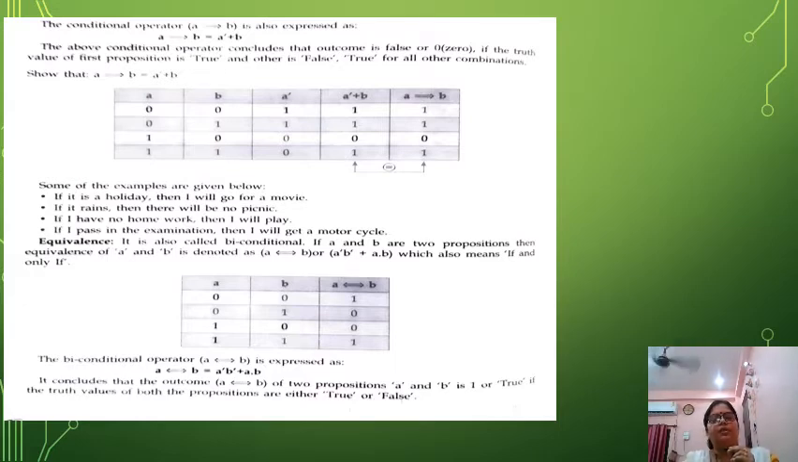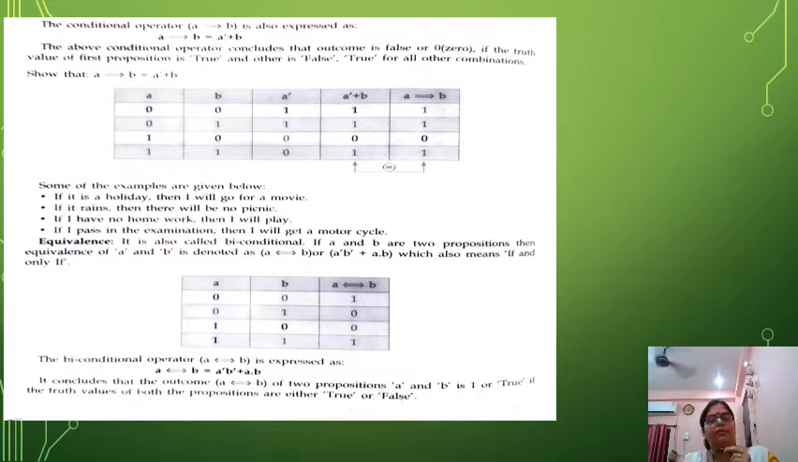See here, some examples. If it is cloudy, then we will go for a movie. If it rains, then there will be no picnic. If there is homework, then I will not play. If you give me a biscuit, then I am going to drink tea, otherwise not. This is a very general example for you all.